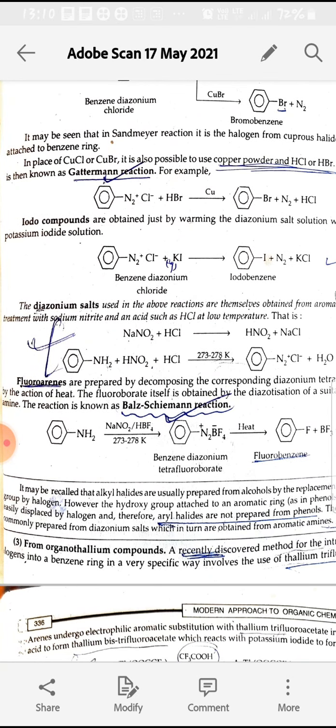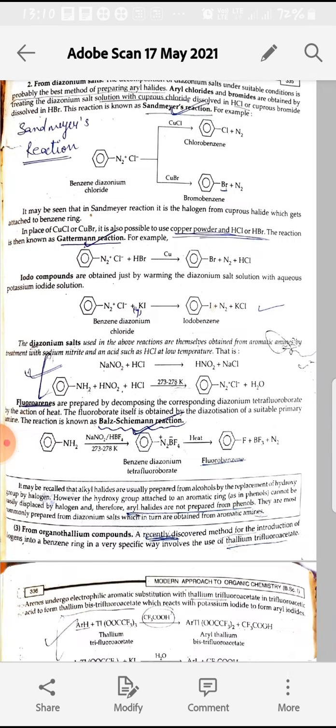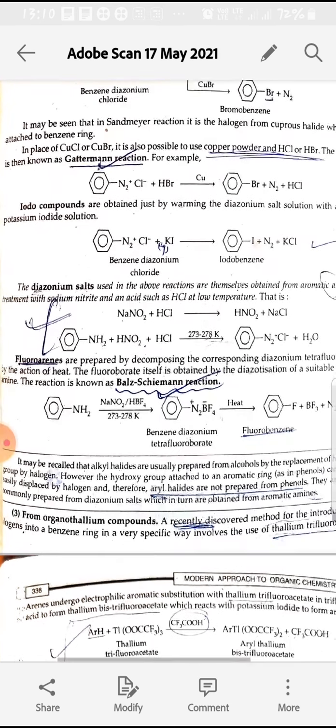Then next is preparation of iodo compounds. In iodo compounds, simply we add aqueous KI, that is potassium iodide. Then there will be formation of iodobenzene, and this is the very simple method, by warming the diazonium salt solution with aqueous KI. Next we can obtain fluoroarenes, that is the Balz-Schiemann reaction, that is also an important reaction.